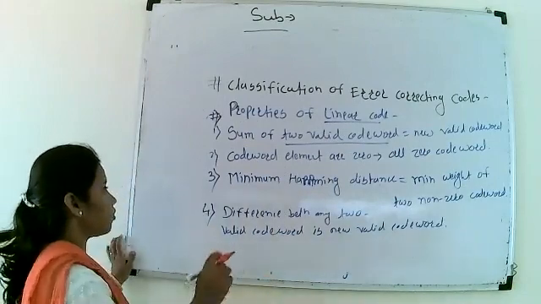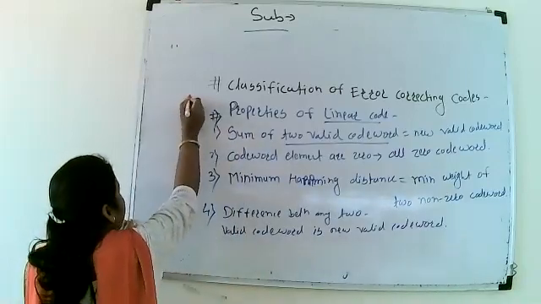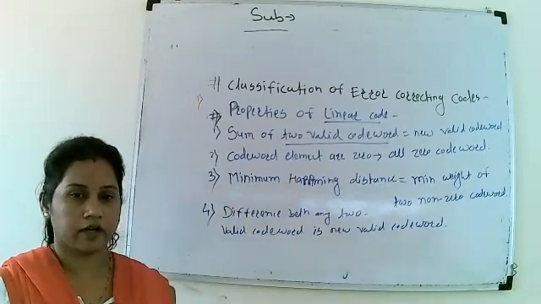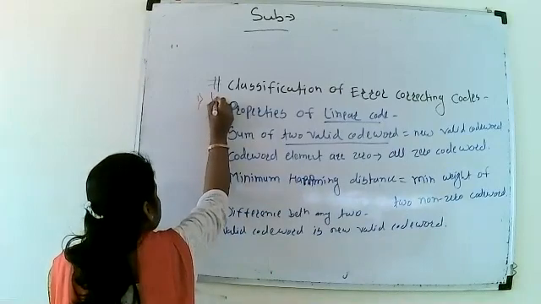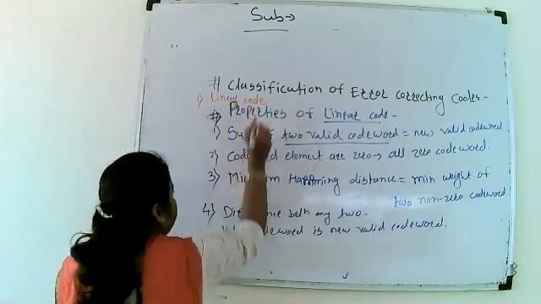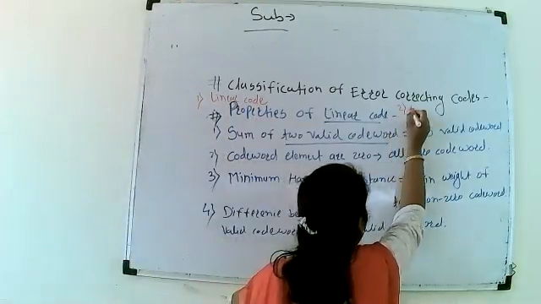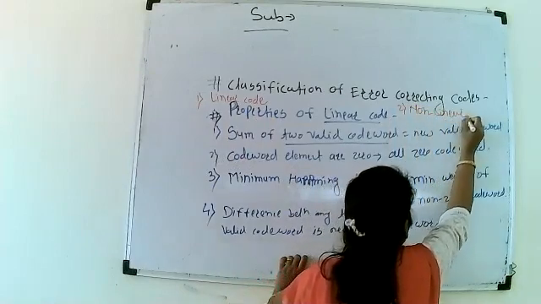In the error corrective codes, on the basis of parameters, we basically have two types of error correcting code. The first type is a linear code, and the second type is a non-linear code.